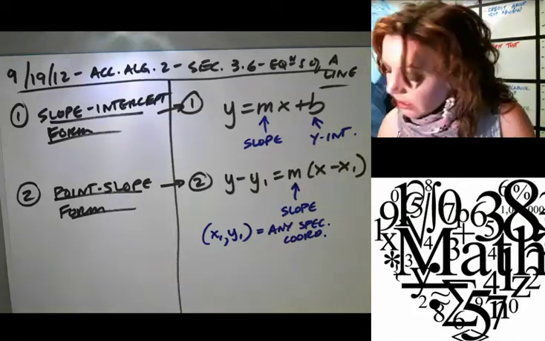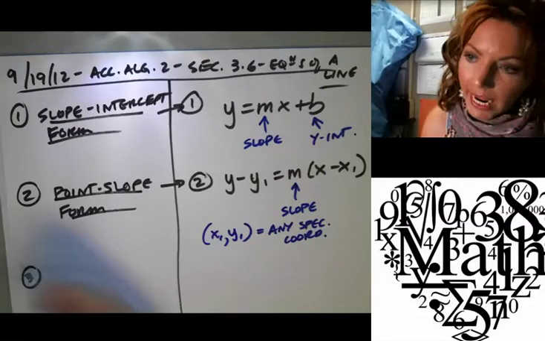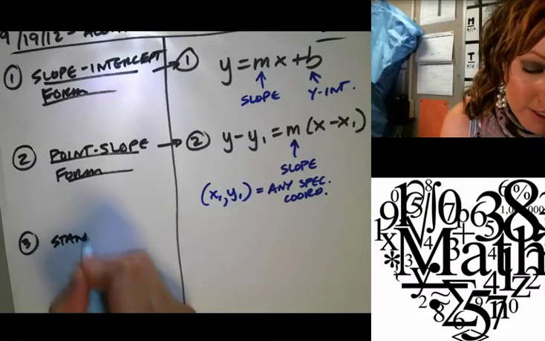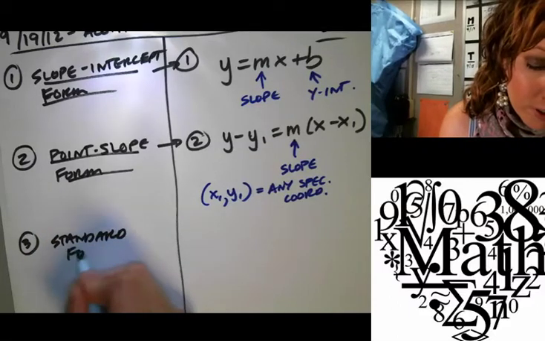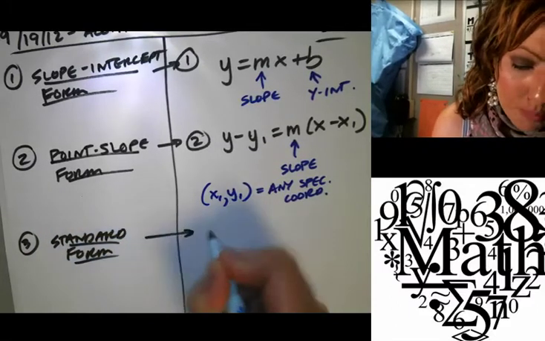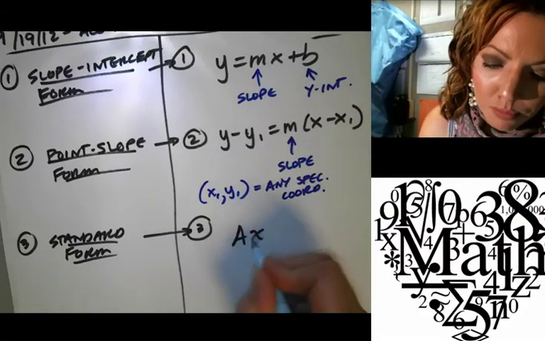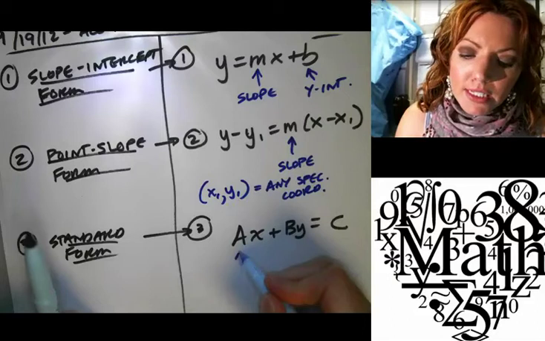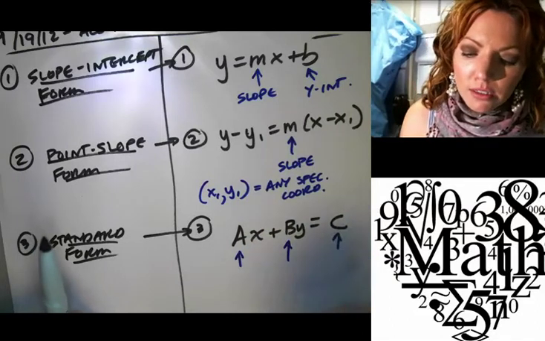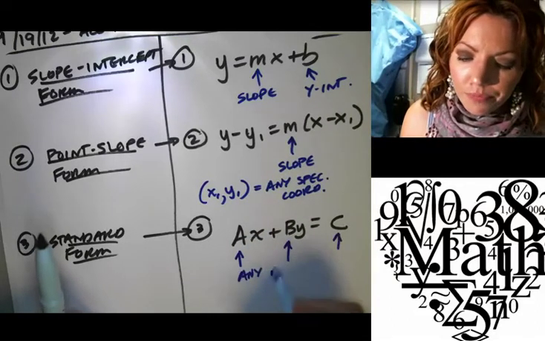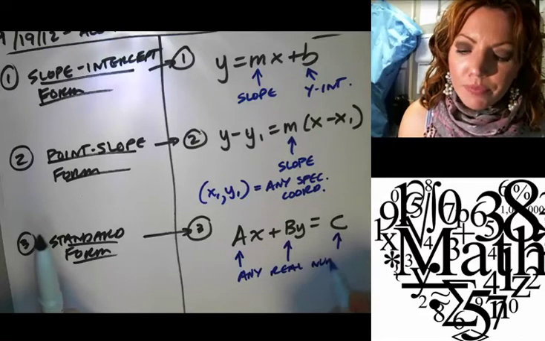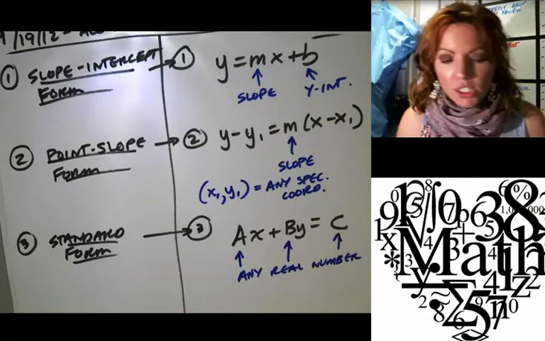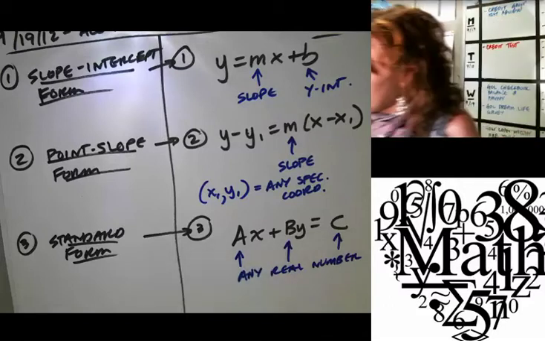All right? The last one is standard form. I'm sure you all can see standard form. So, here we go. Standard form is ax plus by equals c. And A, B, and C all represent any real number. Okay, so we don't really use standard form all that much, but, ooh, we're at 2:08. Okay, you guys all have that down?